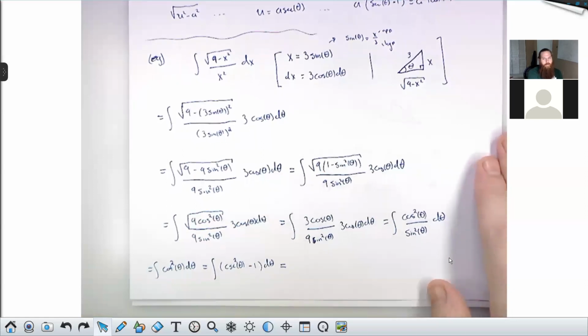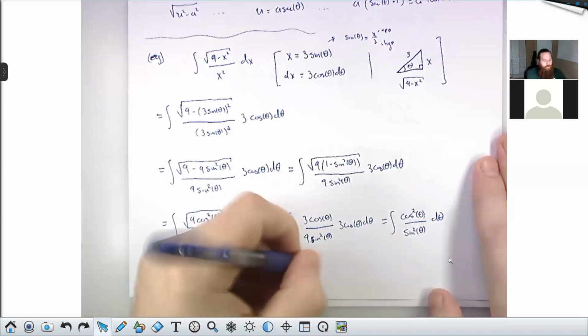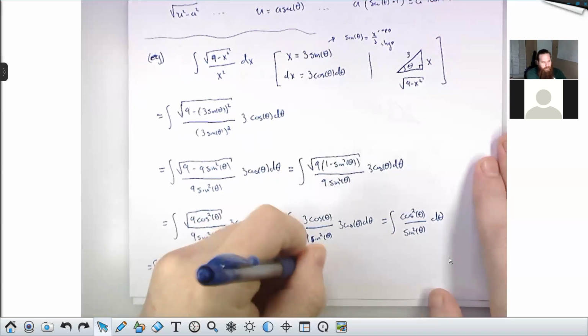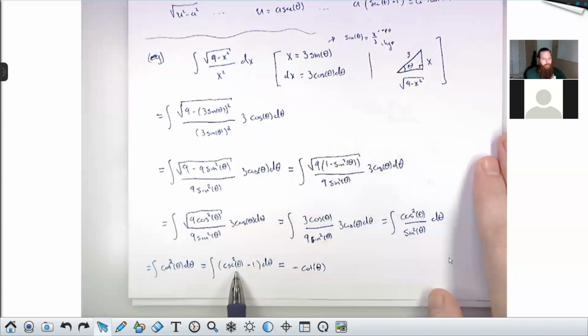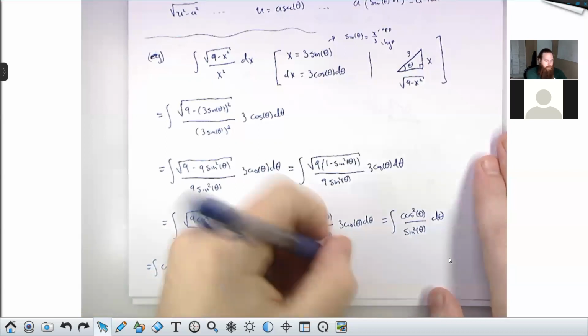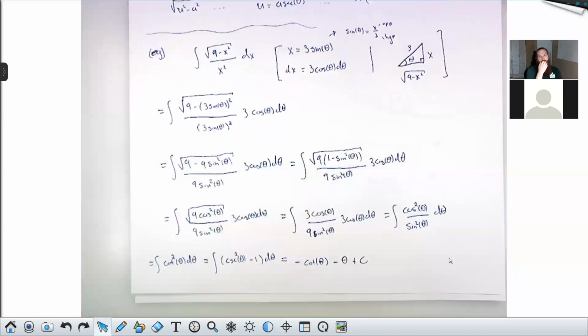So just like regular tangent differentiates to secant squared, cotangent differentiates to negative cosecant squared. So the integral of cosecant squared is negative cotangent. So I get negative cotangent theta from this piece. And the integral of 1 d theta is theta. So now we're done with the integration, but we're not done with the problem, because I still have to go back to my original variable because it's an indefinite integral.